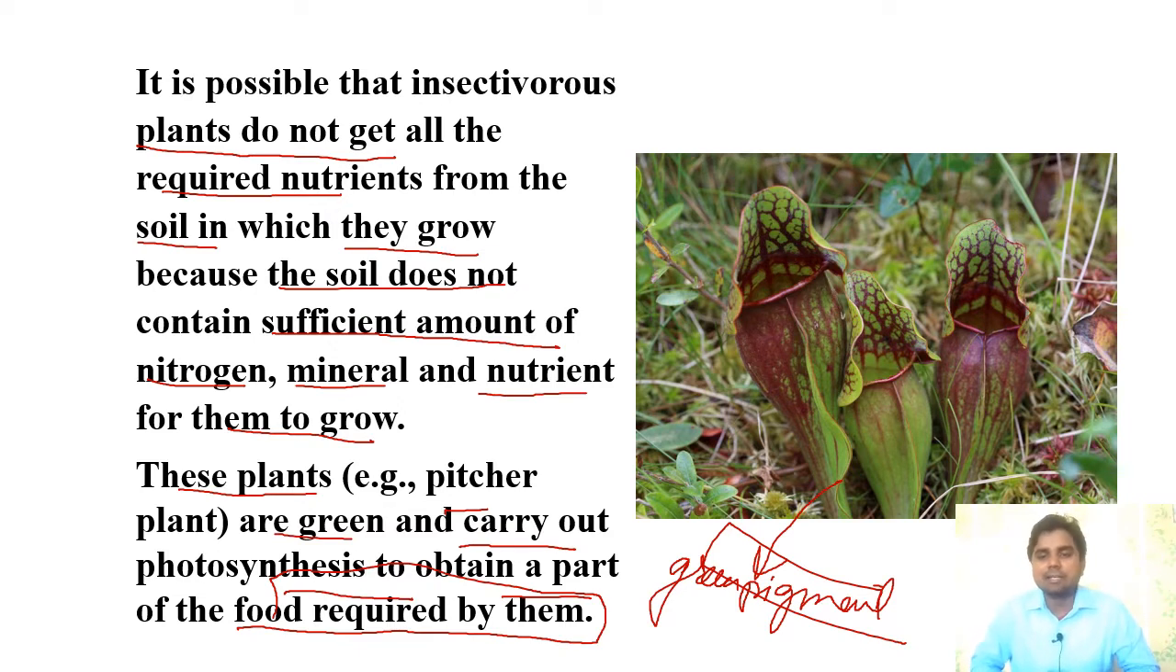But still, some of the nutrients are not available; they cannot obtain them from their soil or surroundings. And what does this pitcher plant do? Actually, they have developed a flap-like structure, that is the lid, so that they can trap insects and take their nutrients, the nitrogen present in the body of the insect. Okay, so students, I hope it is very clear to you.